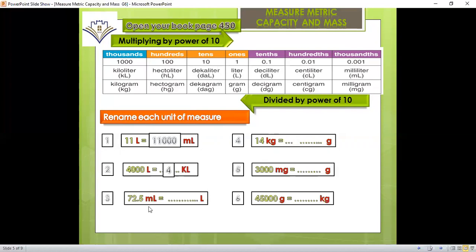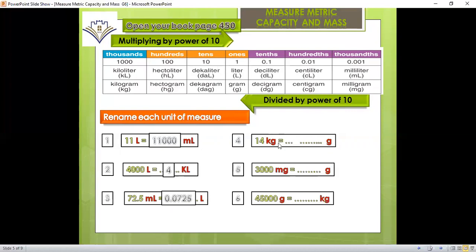Then you move the decimal point. How many places? 3 places. Yes, look. 1, 2, and then put 0, and then the decimal. Question number 4. 14 kilogram equals dots gram.